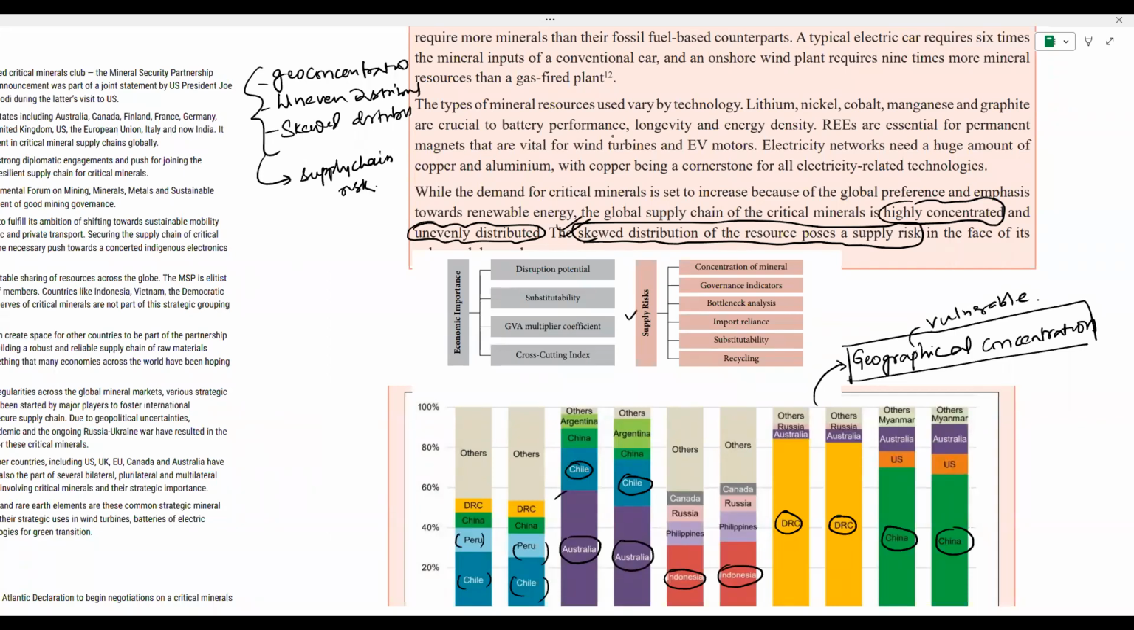You see why supply risk is there? You see concentration of minerals and governance indicators. Many of these countries, like the Democratic Republic of Congo, what kind of governance is there? Civil war is there or not? One question is coming on the M23 rebels. I hope you know this. Then bottleneck analysis, import reliance, recycling. These are the issues which make it a supply risk. Is this clear, guys?